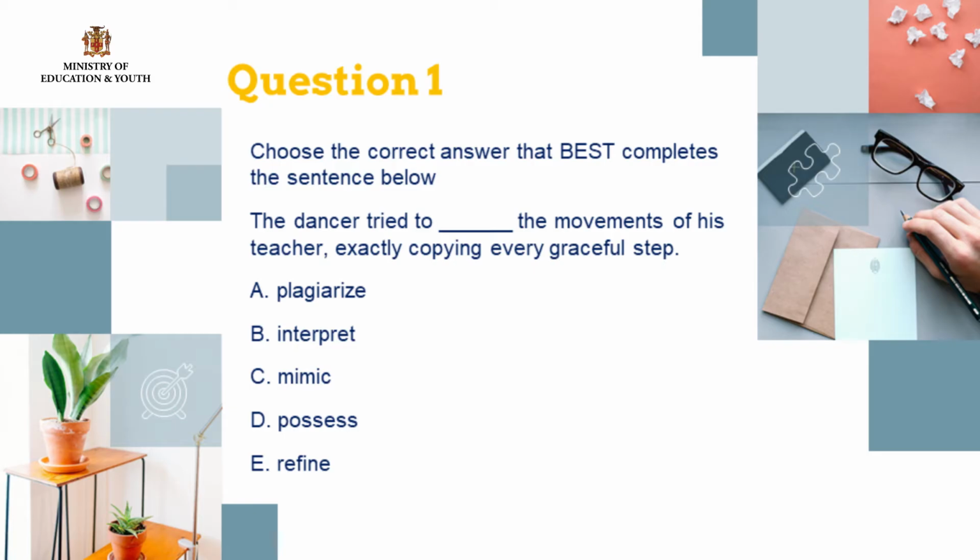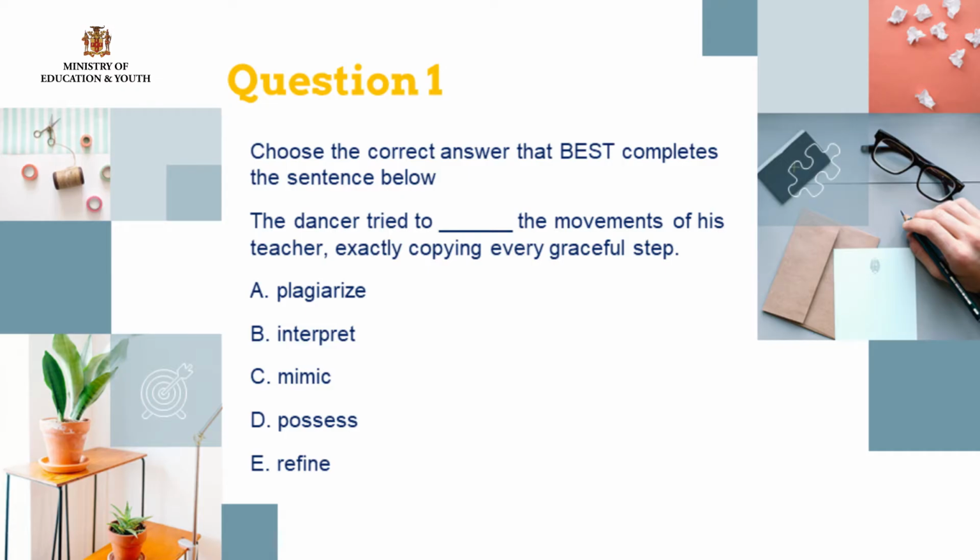Now, which word would best complete this statement? Is it A, plagiarize; B, interpret; C, mimic; D, possess; or E, refine? Remember, we have to look at the words and the context to find which word would best complete the sentence. So, the dancer tried to plagiarize. What do we mean by plagiarize?